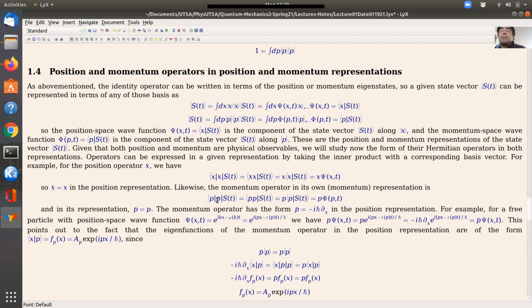So I'm just going to try to remind this and give you some arguments into why this holds. The momentum operator has the form in the position representation of P equal to minus i h bar partial with respect to x. Just to give some intuition into why this happens, let's say that you have a free particle with a position space wave function, psi of x in time.